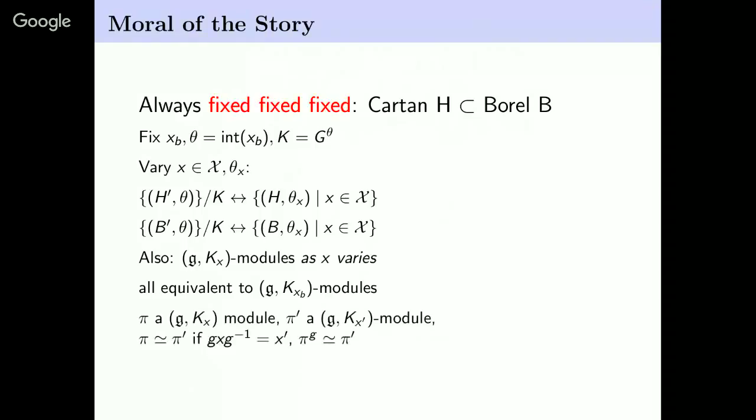Just to write down a little formally what we're talking about, if we have a (g,K_x) module and a (g,K_x') module, we're going to say they're isomorphic if x and x prime are conjugate. So you choose a g which conjugates x to x prime, and then the action of g on pi is supposed to take you from pi to pi prime. In this way, the software is varying x. But at the end of the day, if you needed to, you could conjugate everything back to the fixed xb.